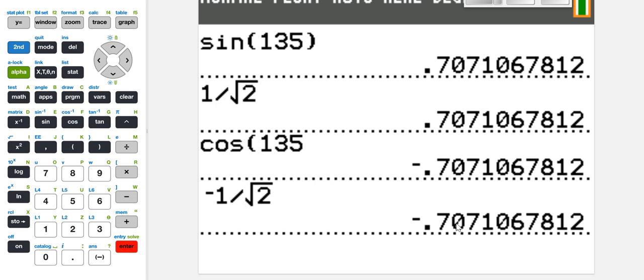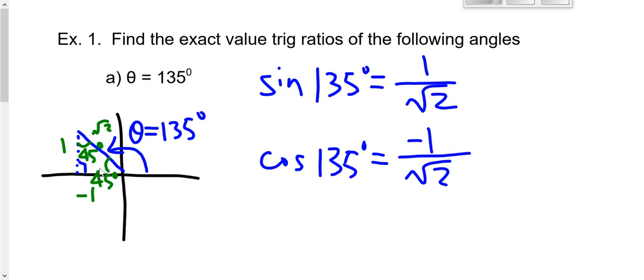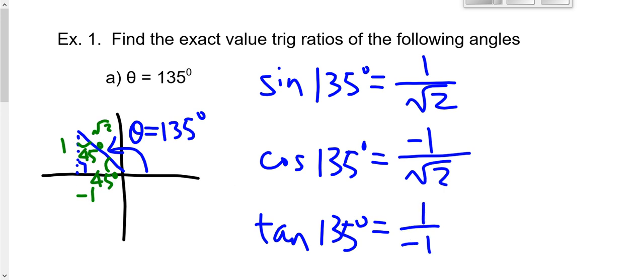Remember what I said at the beginning of class today? That you need to keep track of the sign. So even though the length is 1, in terms of the coordinate, it has a negative value. Okay, so tangent 135 is opposite over adjacent. 1 over negative 1, that gives you negative 1.